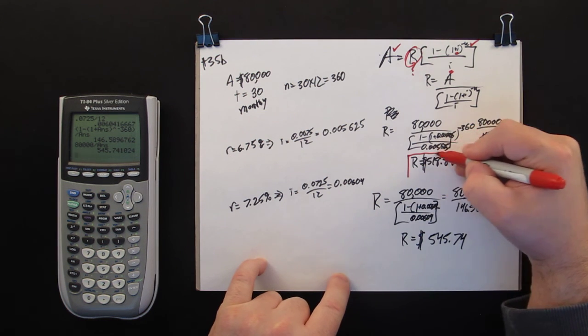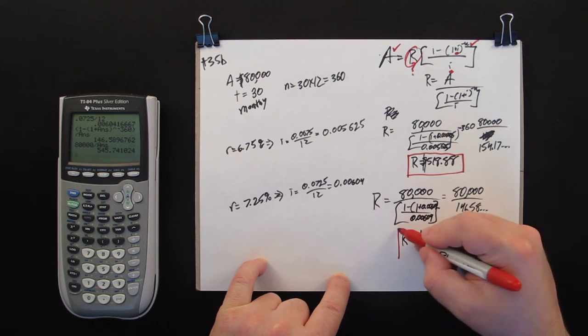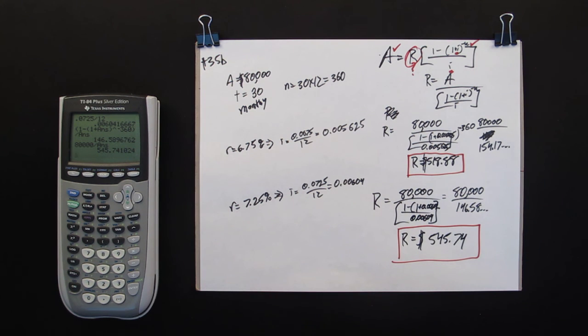So the payment on the first one is that, and the second one is that. And so this is a difference of just under $30, about $27.